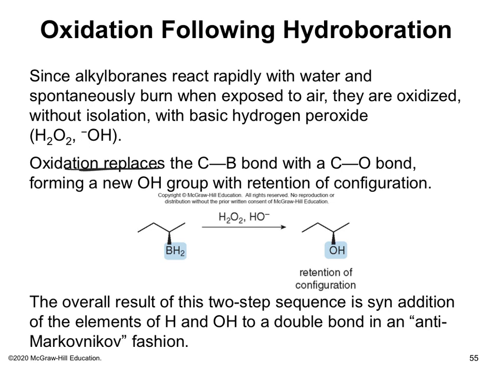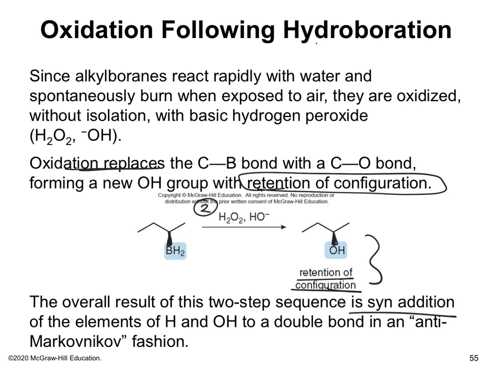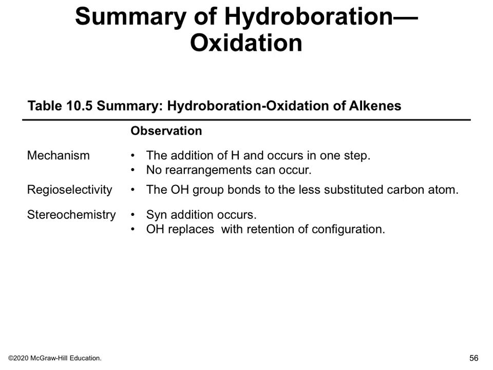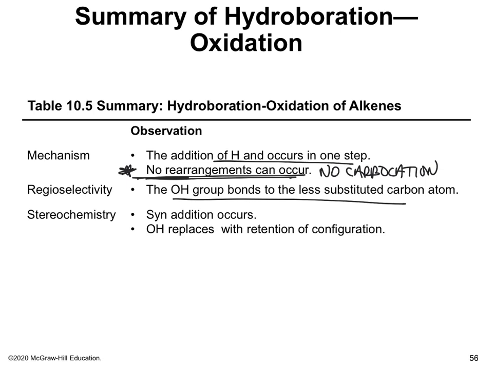And that's what they're talking about. When you oxidize it, step 2, there is retention of configuration. That means if you have a wedge here, it stays a wedge. By showing that with dashes and wedges, I know that this reaction, hydroboration, is syn addition, and you also know that it's anti-Markovnikov by putting the OH on the least substituted carbon. The addition of hydrogen occurs in one step. No rearrangements can occur. That's important because you don't get a carbocation. The OH group goes to the less substituted carbon. This is syn addition, so show me both dashes, you get to choose, or both wedges.